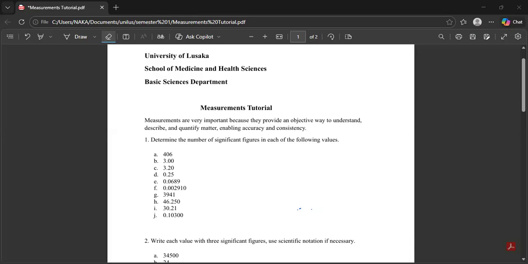So these are some of the rules that usually govern the number of significant figures. Let's answer our questions now. Let's start with the first one, part A. In that number, we have a zero in between non-zero numbers. So this zero is going to be significant. In that case, we have three significant figures.